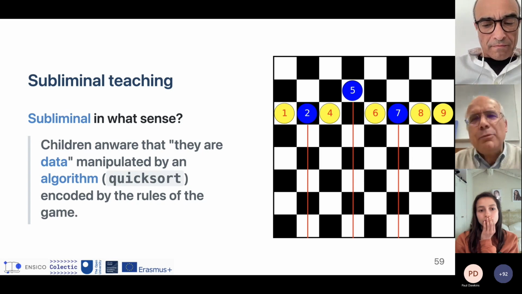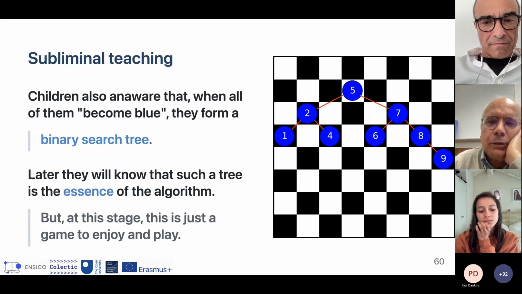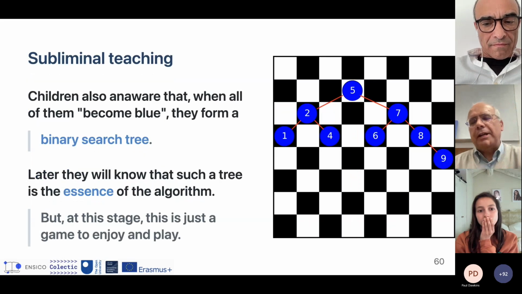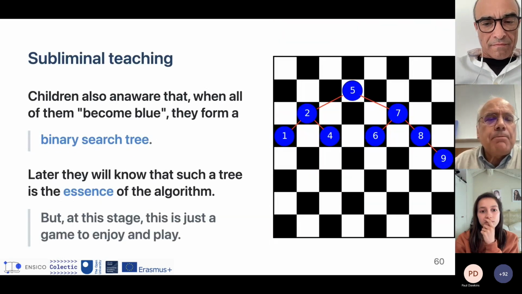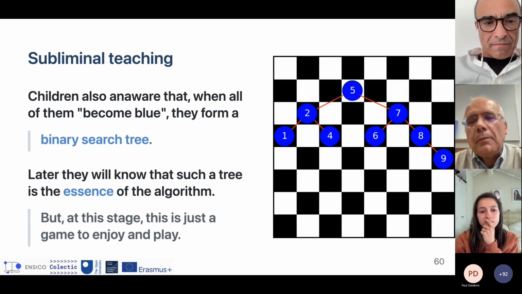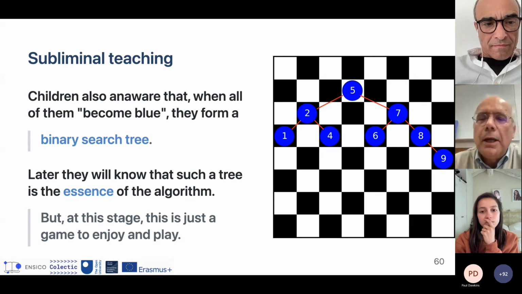Okay, this is just a game. We don't dare speak this word quicksort. We just ask them to be aware of the final outcome of the game, where the numbers are sorted. For instance, they are unaware that when all of them become blue, all of them have played the pivot role.